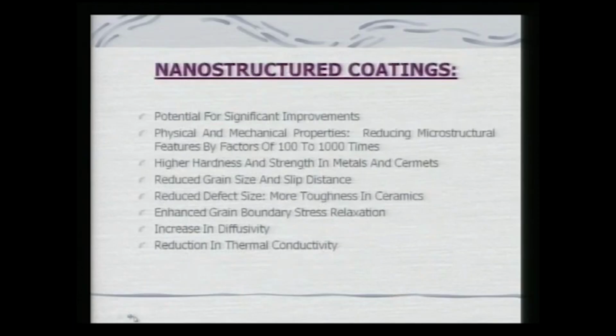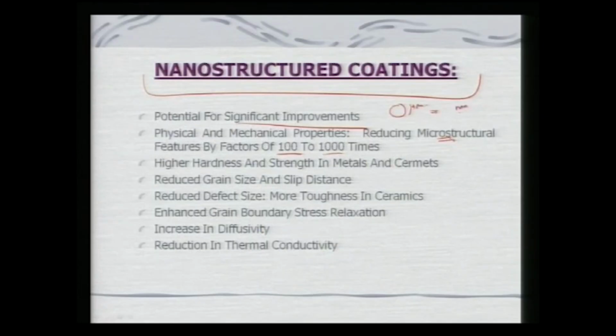And recently a new term has come into the picture, which is called nanostructured coating. It has come to the eye because it has the potential for significant improvement. Nanostructure is nothing but reducing the overall microstructural features by 100 to 1000 times. Generally, we have structures which are thicker, in the micrometer range. If you can make them into the nanometer range, it means we are getting nanostructured coatings.